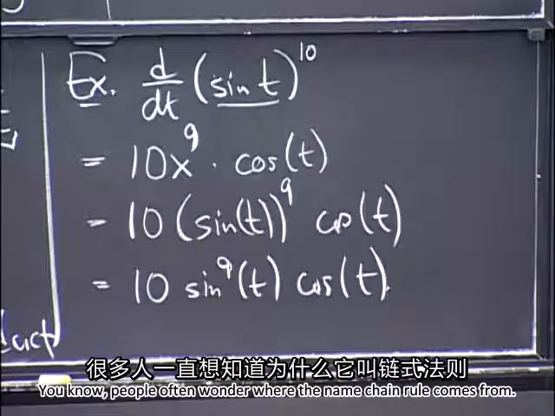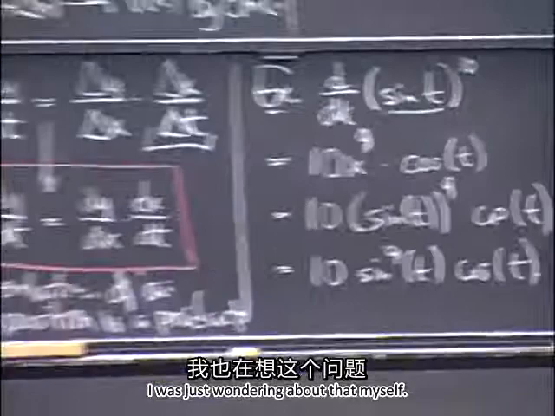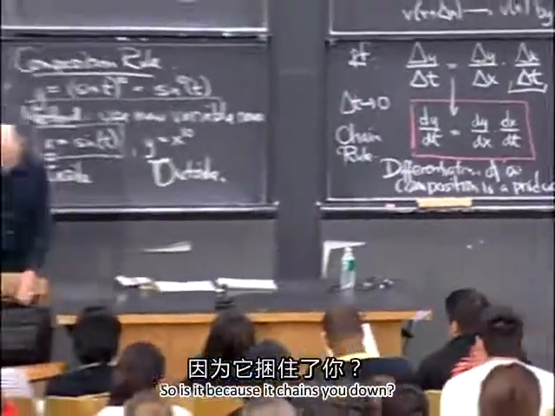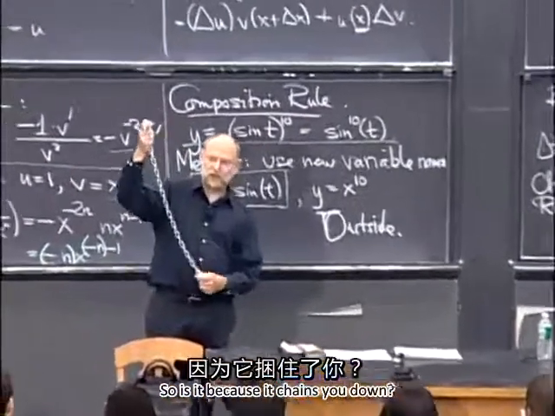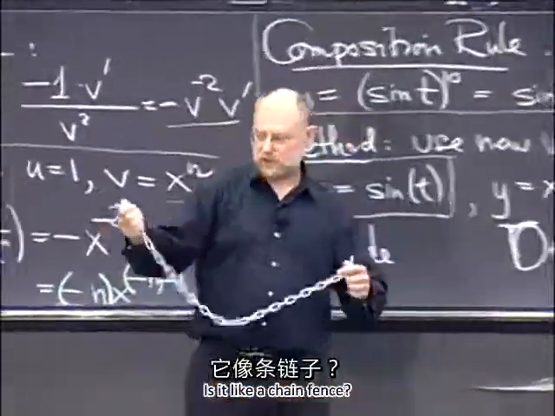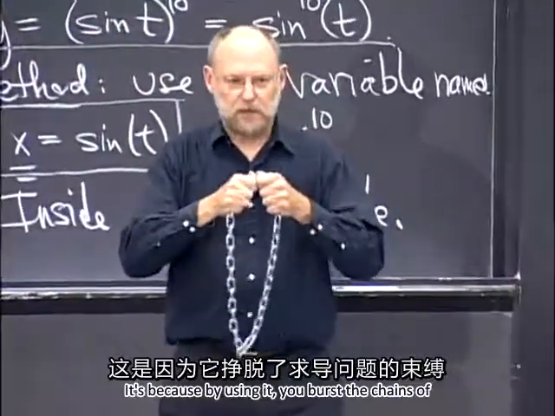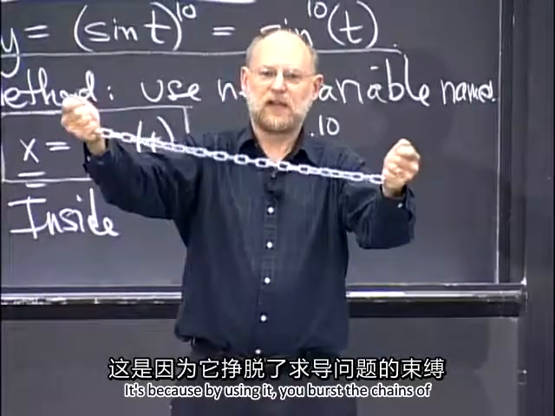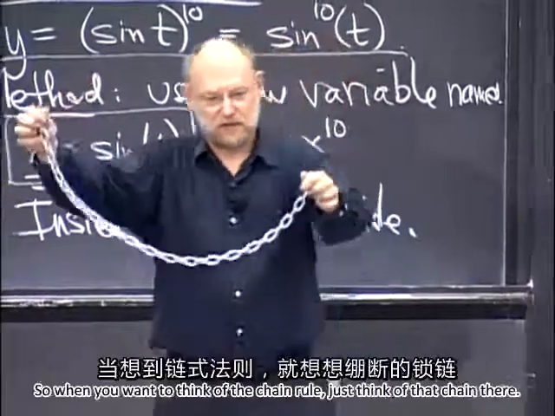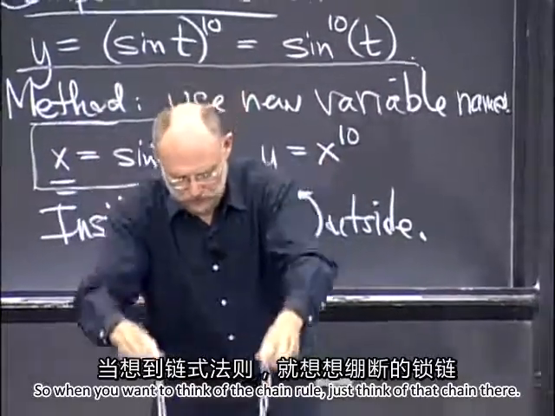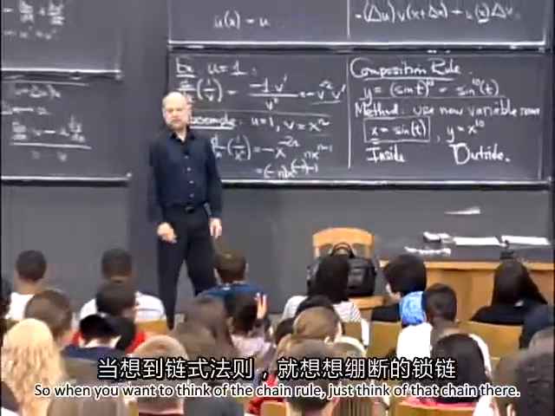You know, people often wonder where the name chain rule comes from. I was just wondering about that myself. Is it because it chains you down? Here's a chain. Is it like a chain fence? I think I've decided what it is. It's because by using it, you burst the chains of differentiation, and you can differentiate many more functions using it. So when you want to think of the chain rule, just think of that chain there. It lets you burst free.